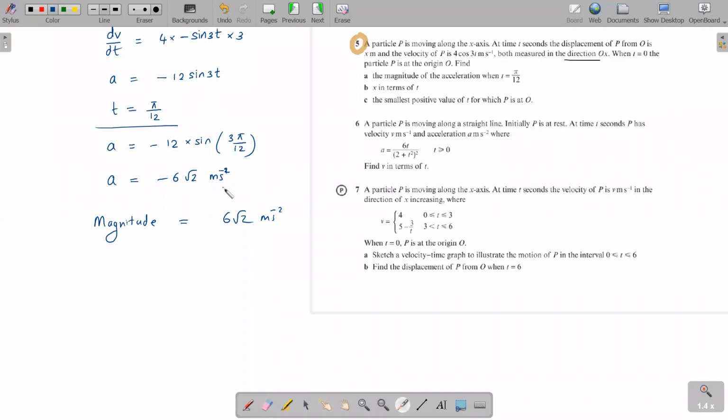Okay, so the magnitude of the acceleration is just the size of it without the sign. Just take the size of it.